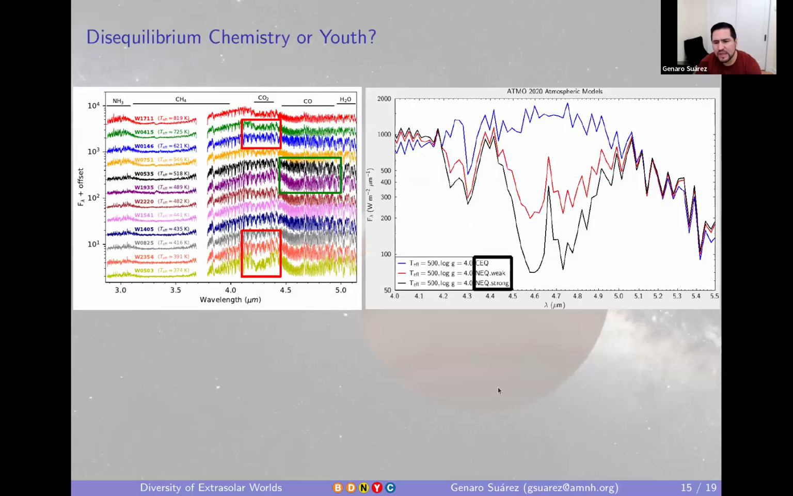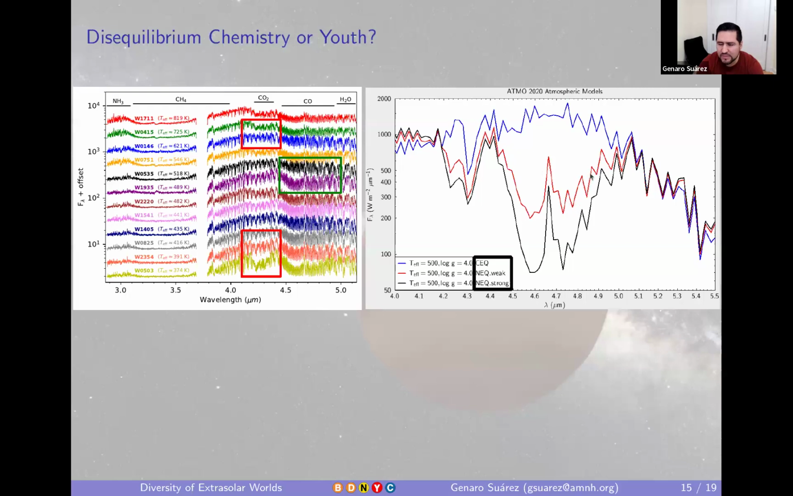So now let me discuss this diversity of CO2 and CO. So first, we look at predictions by theoretical models. So we have here models with the same temperature, the same gravity, but different chemical equilibrium. So we have in blue an atmosphere in chemical equilibrium.